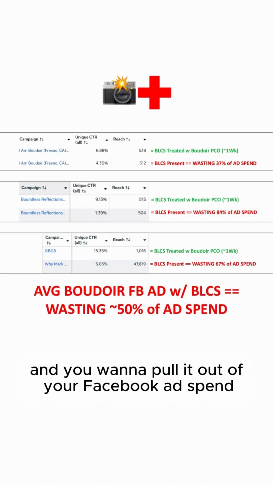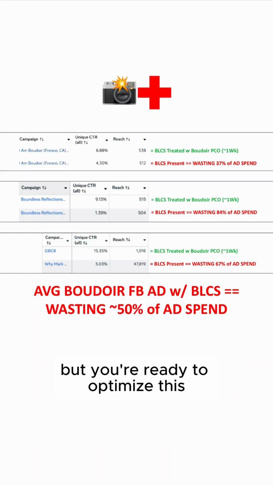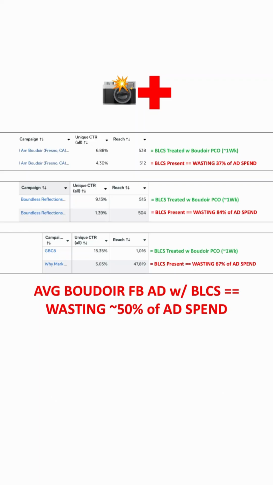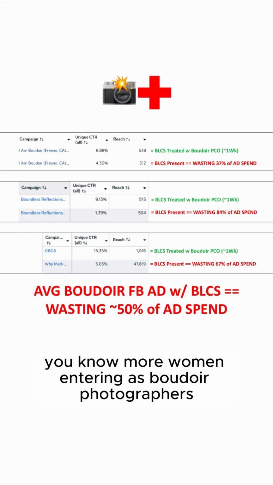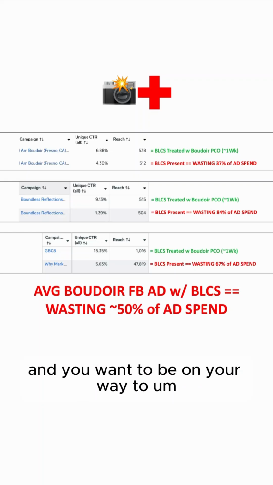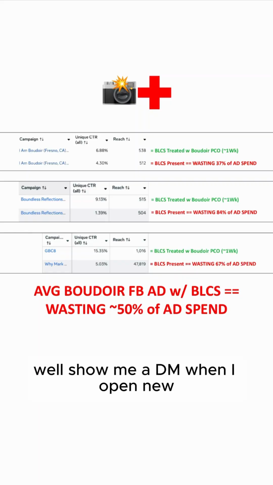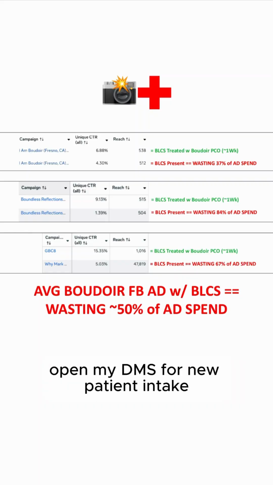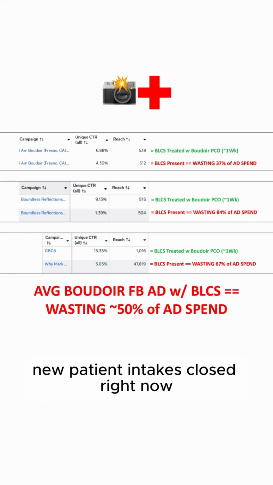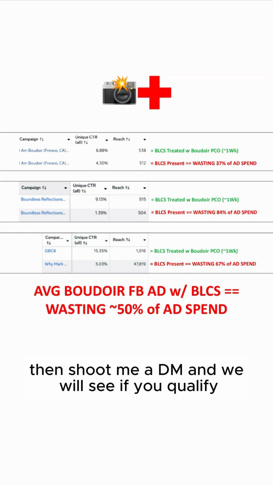And you want to pull it out of your Facebook ad spend because you've already optimized a bunch of other parts of your business. But you're ready to optimize this because you see more inflation, more women entering as boudoir photographers, setting up their Google business profile. So the market's going to get more and more saturated. And you want to be on your way to being the number one boudoir photographer in your city. Then shoot me a DM. Well, shoot me a DM when I open my DMs for new patient intake. New patient intake is closed right now. So when my DMs open, then shoot me a DM and we will see if you qualify.